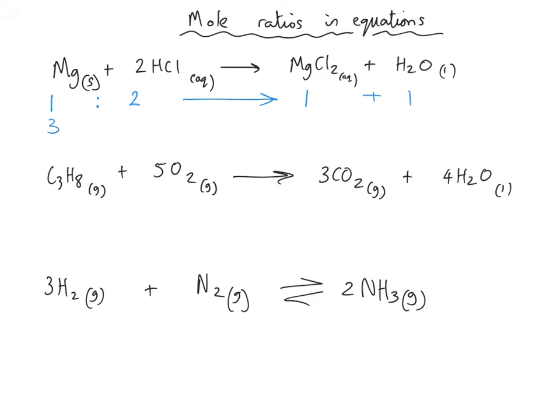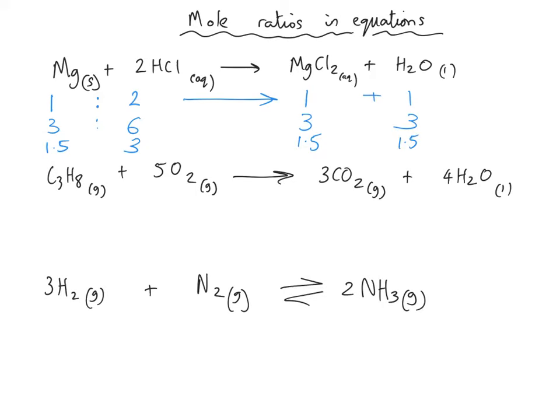If we had 3 moles of magnesium, because it is a 1:2 ratio, we would need 6 moles of hydrochloric acid to react with it, and we would produce 3 moles of magnesium chloride and 3 moles of water. And if you had 1.5 moles of magnesium, you would need twice as much hydrochloric acid, which is 3, and you would produce the same number of moles of magnesium chloride because it is a 1 makes 1 relationship, and a 1 makes 1 for the water as well. So we would have 1.5 of magnesium chloride and 1.5 of water.